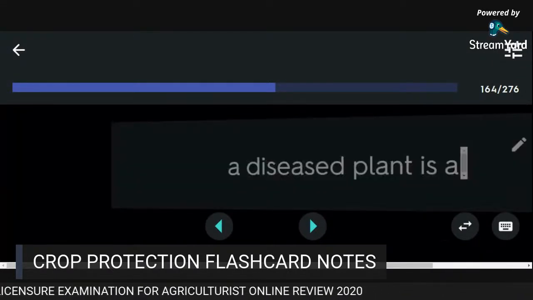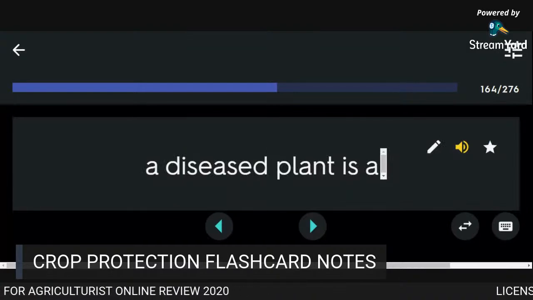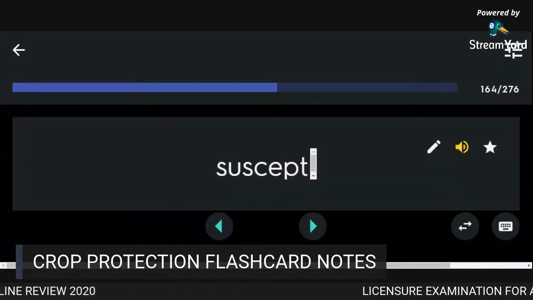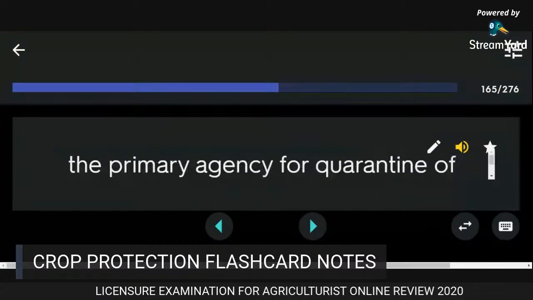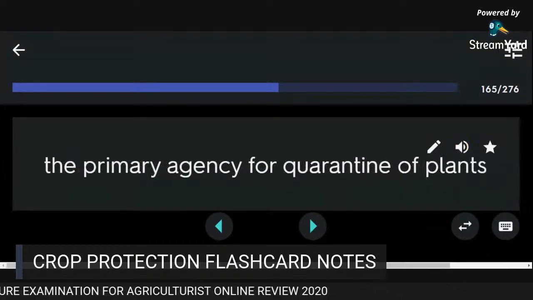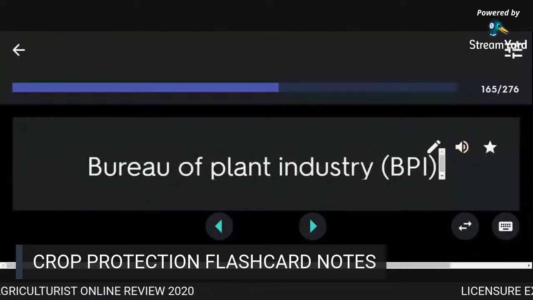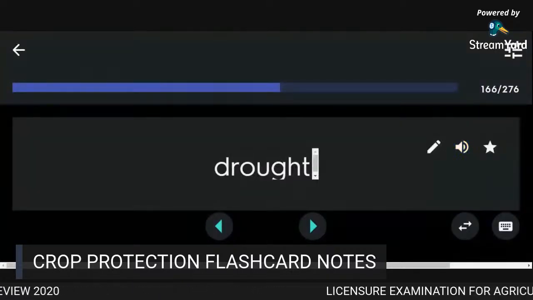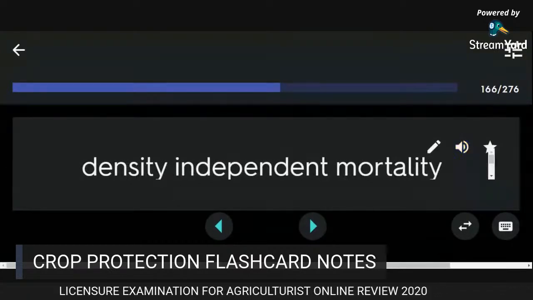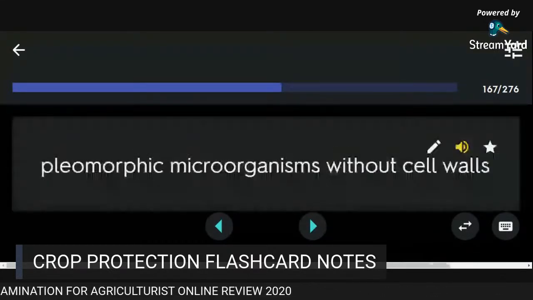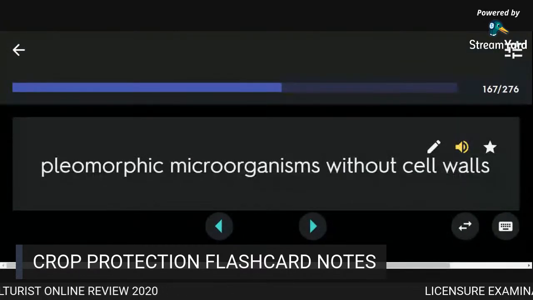A diseased plant is a suscept. The primary agency for quarantine of plants. Bureau of Plant Industry. Drought. Density independent mortality factors. Pleomorphic microorganisms without cell walls. Mollicutes.